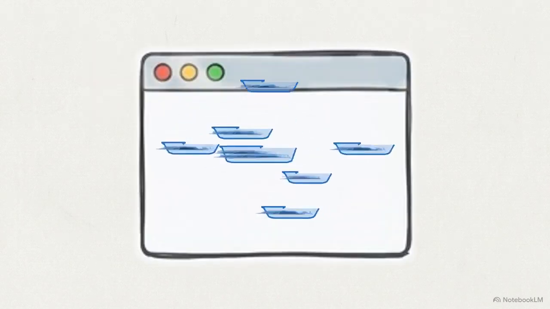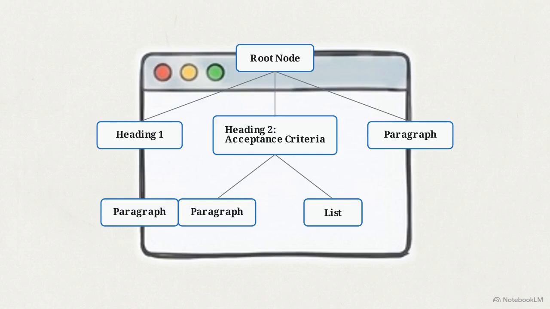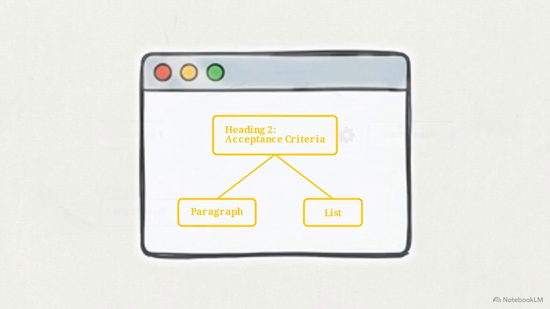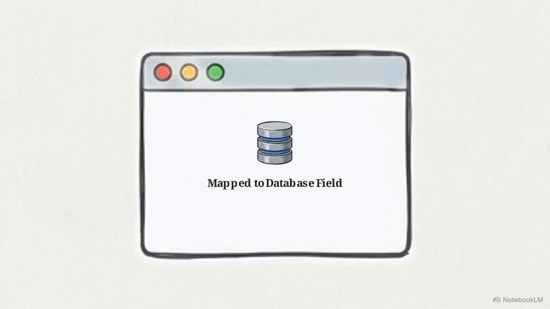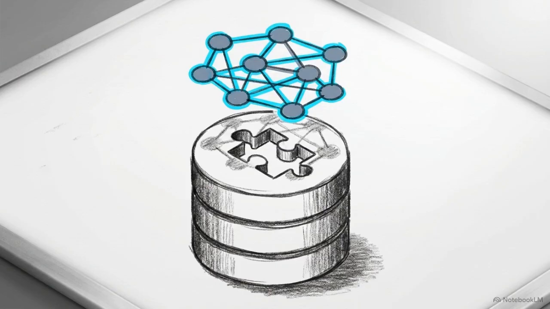The browser converts the raw Markdown into a Markdown abstract syntax tree. Every paragraph and heading becomes a distinct node. The application walks the tree, locating specific branches, isolating data nested under a single element like a Level 2 heading titled Acceptance Criteria. Targeting nodes based on their heading hierarchy is the prerequisite for database integration.